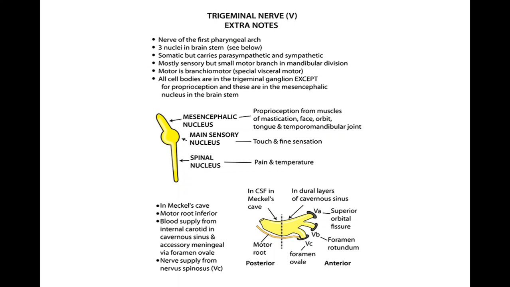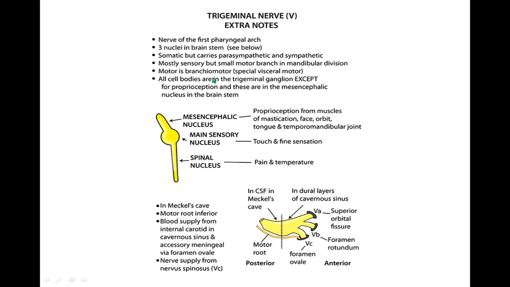So now the important salient features I explained which are associated with the trigeminal nerve. One: all cell bodies are in the trigeminal ganglia, except for proprioception, and these are in the mesencephalic nucleus in the brainstem. Which neurons are these? The primary sensory neurons, or what we say the first order sensory neurons. So for pain, touch, pressure and temperature, they are all located in the trigeminal ganglia. But for proprioception, they are located in the mesencephalic nucleus. Very important. That is one important point you should keep in mind.